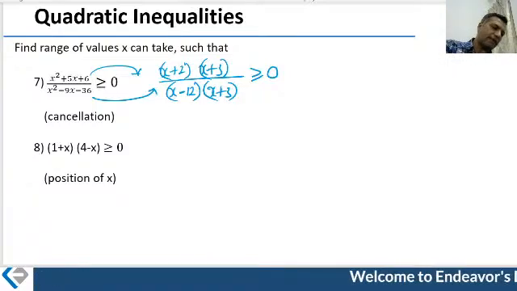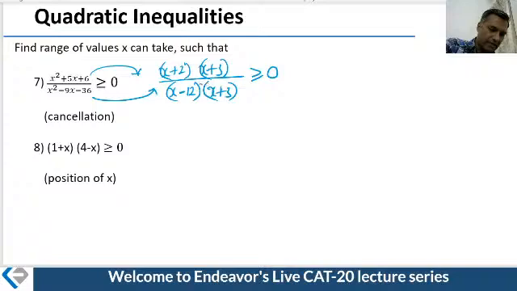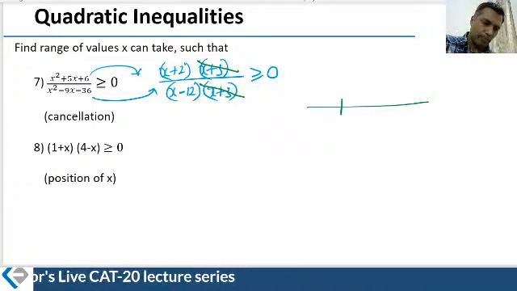Now you will have this urge. What is that urge? Yeah, I will cancel this. Therefore, you will say, hey, I have 2 critical points. What are the critical points here? -2 is a critical point and 12 is a critical point.